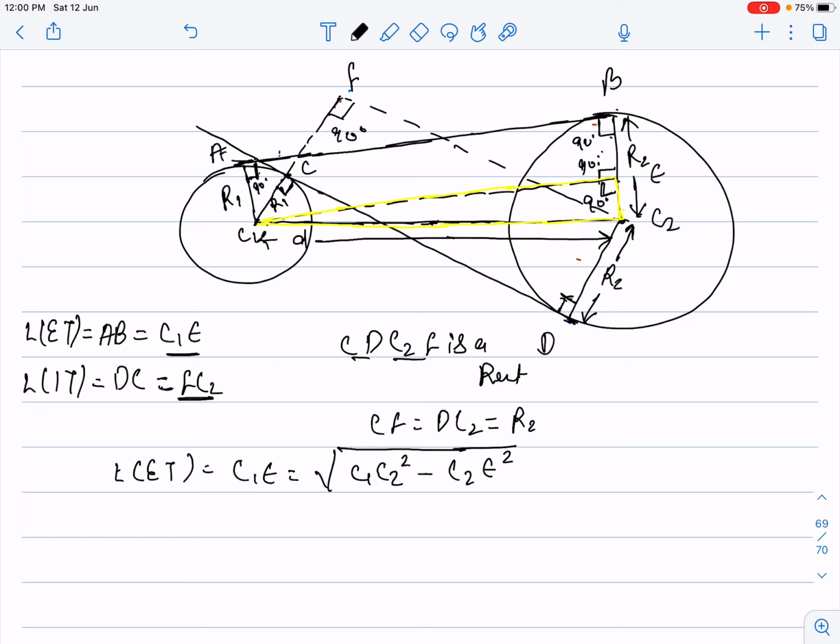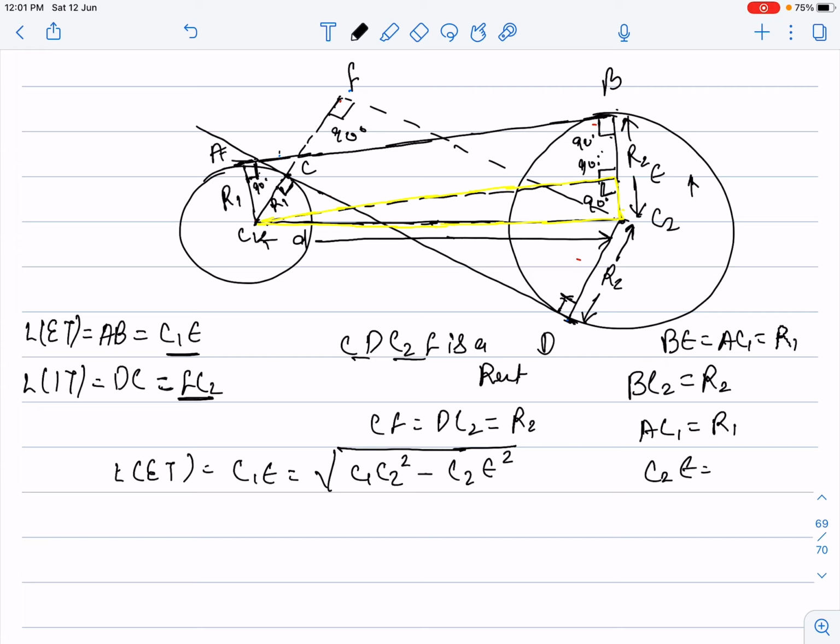Guys, BC2 we know is R2, and AC1 we know is R1. So guys, what will C2E be? Since AC1 is R1, the value of BE will be equal to AC1 over here, because opposite sides of a rectangle are equal, because AC1EB is a rectangle, and that is again equal to R1. Now what will the value of C2E be?